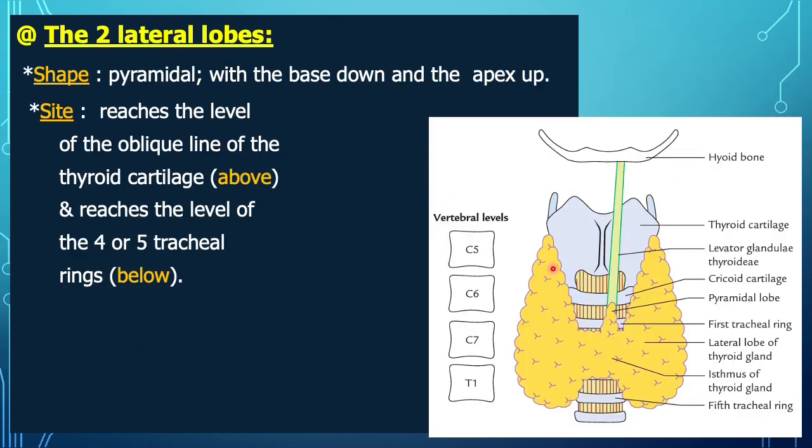If we talk about the lobes in detail, as we said, they extend from C5 to T1, and have a pyramidal shape connected by what's called the isthmus of the thyroid gland. The lobes reach up to the cricoid cartilage and the thyroid cartilage as well, and below they reach the fifth tracheal ring. So the lobes are a little bit large, from the third cartilage above till the fifth tracheal ring below.